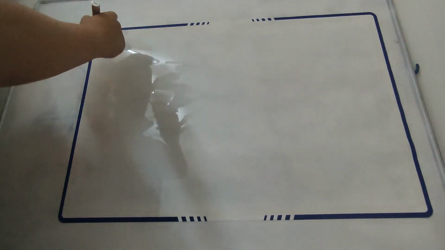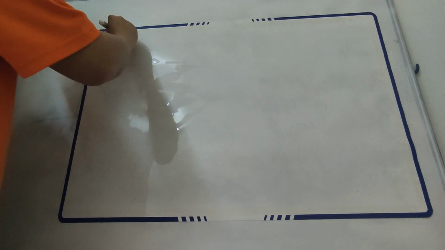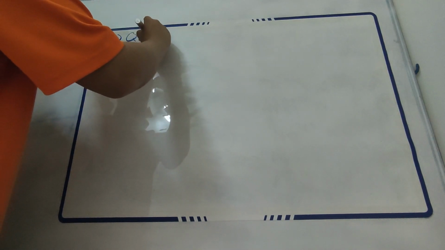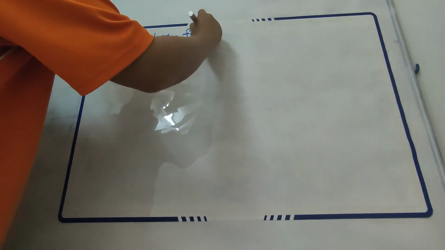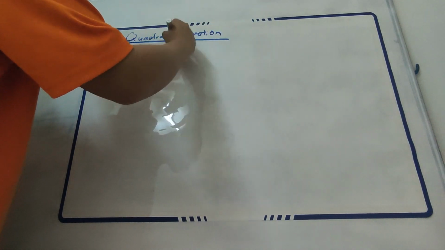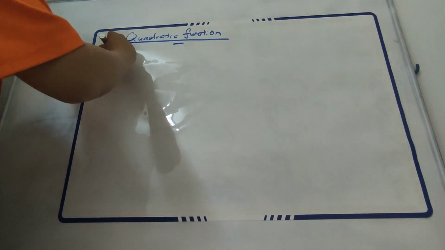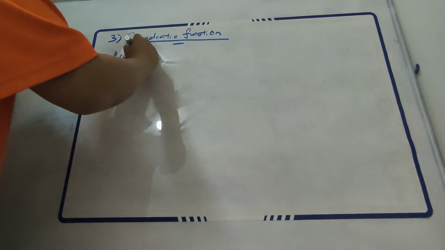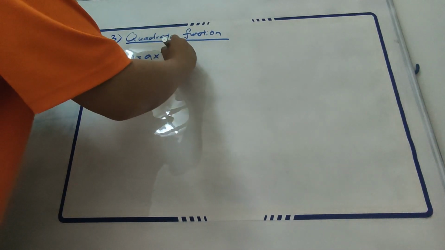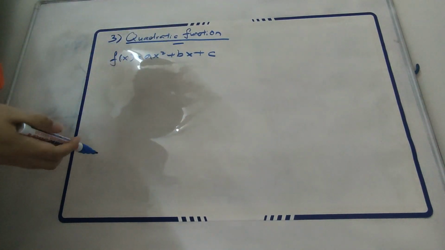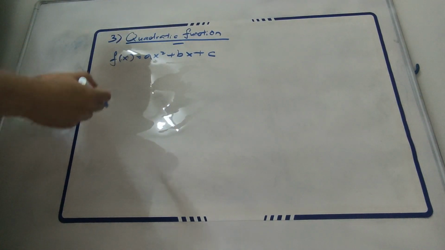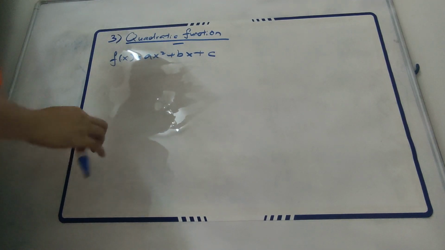Okay, chapter 3, quadratic function. A quadratic function has the form f(x) = ax² + bx + c. Here we will discuss more about the maximum and minimum point of the quadratic function.